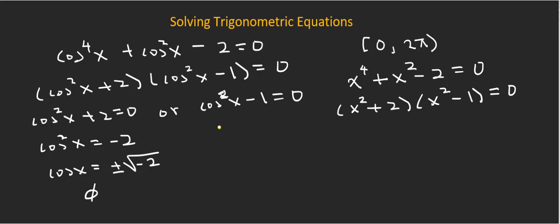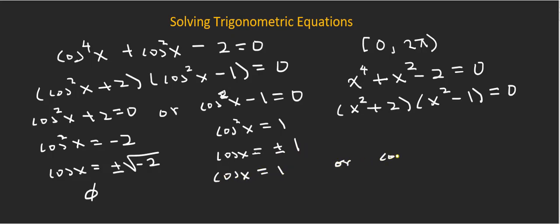What about this one? Cosine square x equals 1. So cosine x equals plus or minus radical 1, which is 1. So this means cosine x equals 1, or cosine x equals negative 1. Cosine of what is 1? Well, that's when x equals 0, and 0 is within the restriction. Cosine of what is negative 1? Well, that's when x equals pi, and that is also within the restriction. So you have two solutions.